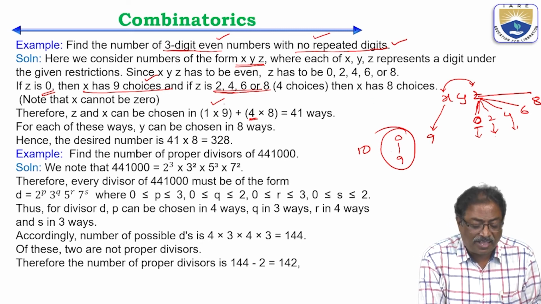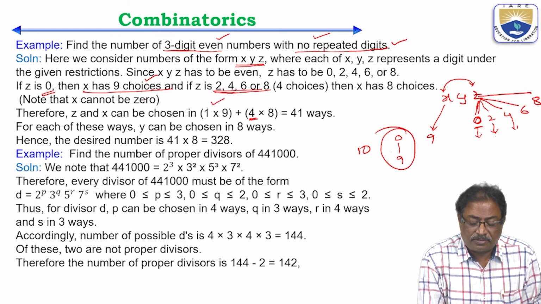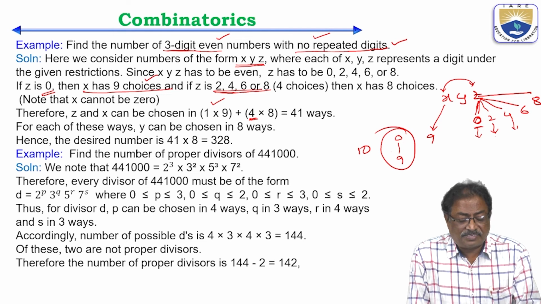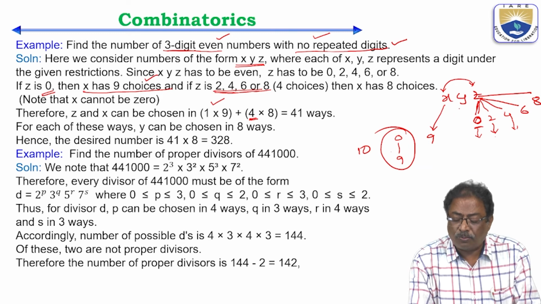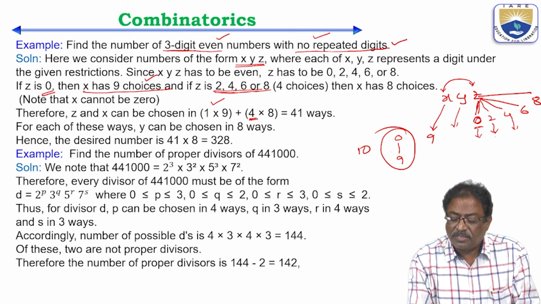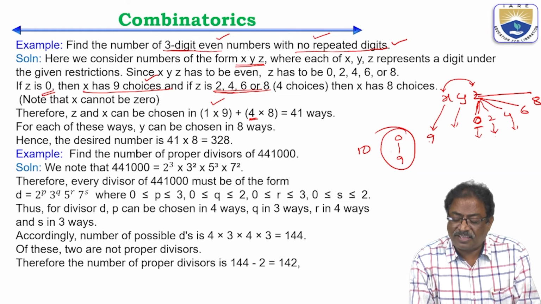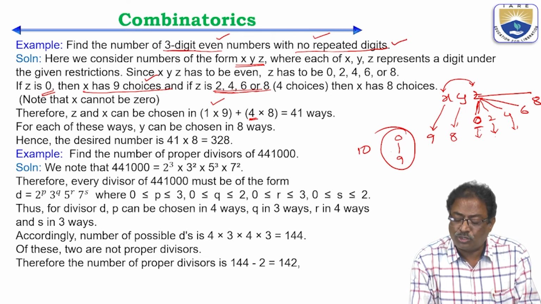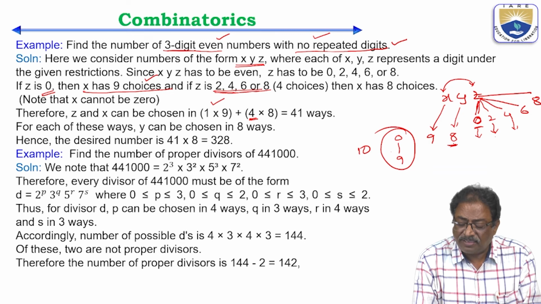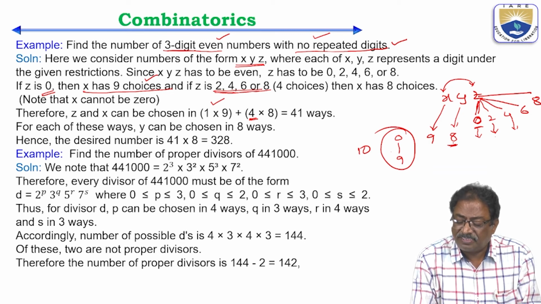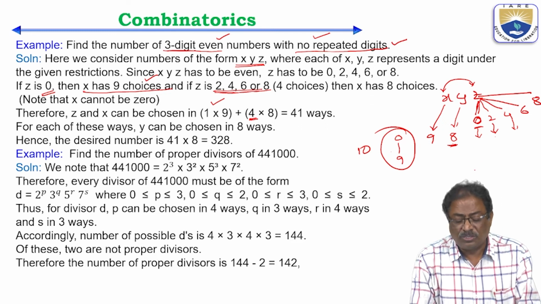So x has 9 choices, z has its choices, and next, what about y? If I select z is 0, then x has 9 choices, and y, because this number and this number I am not going to use, has 8 choices. So first one is 9, then 8 choices will be there, if I am selecting z is equal to 0.